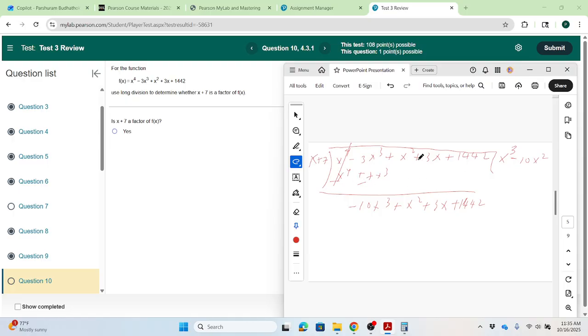And now if you multiply this 2, that will be negative 10x cubed, negative 70x squared. Sorry, negative 10x cubed and negative 70, because 7 times negative 10 is negative 70. You have to change the sign and it will be cancelled. Here it will be 71x squared plus 3x plus 1442.